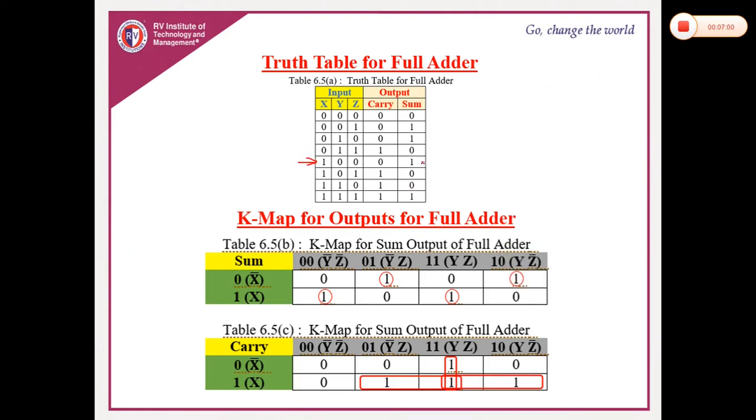Again it is 1, there is no carry. Next 1 0 1: 1 plus 0 plus 1 is 2. 2 means we represent it as 1 0, where this is carry and this is sum. Similarly, next combination 1 1 0, for that again we will get 2, where it can be represented as 1 0, where 0 is sum, 1 is carry.